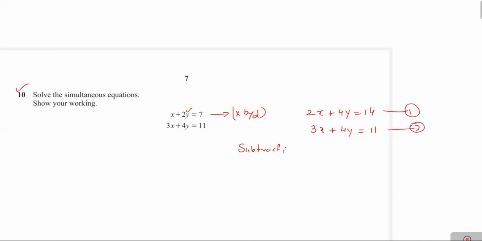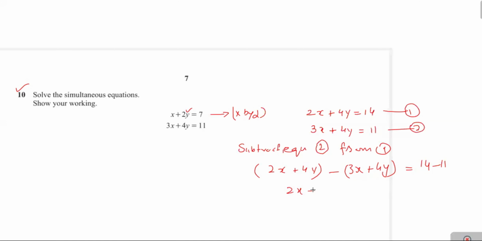Now we subtract the second equation from the first. Therefore, we can write it as 2x plus 4y minus 3x plus 4y, and that's equal to 14 minus 11. Now we can write it as 2x plus 4y minus 3x minus 4y equal to 3. 4y will be cancelled. Minus x equal to 3. Therefore, x equal to minus 3.